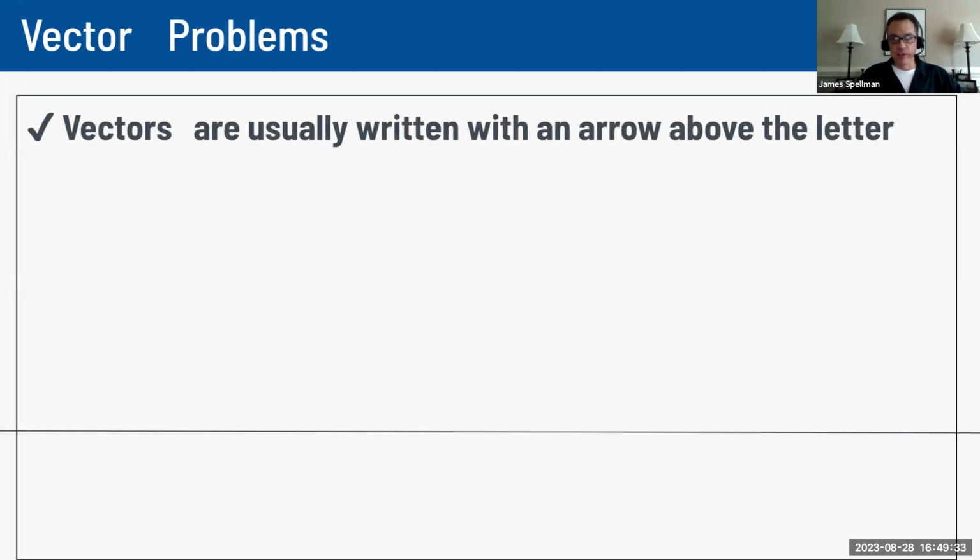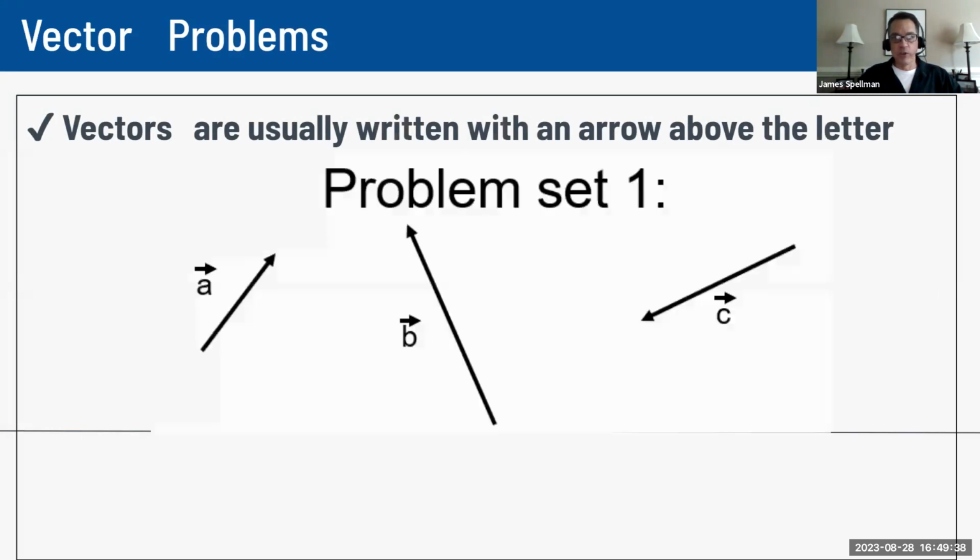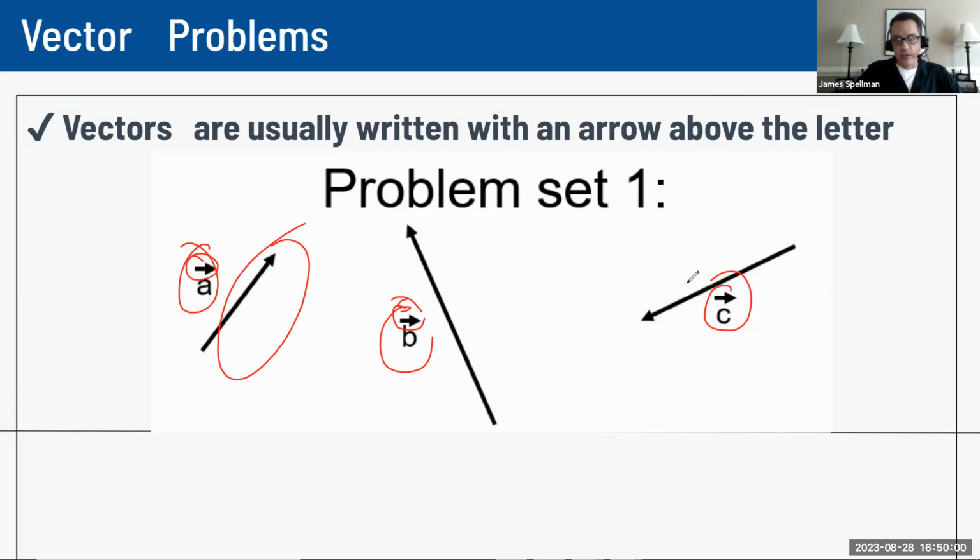Oftentimes the shorthand, when we write a vector like A or B or C, is that we put an arrow over the letter, and that lets us indicate that we do have a vector of some type. So A, B, or C with an arrow over them are vectors. Now the arrow over the letter doesn't indicate the direction. As you can see, none of these drawn arrows are going in the same direction as the arrow on the letter. It's just our shorthand formatting to indicate that you've got a vector.